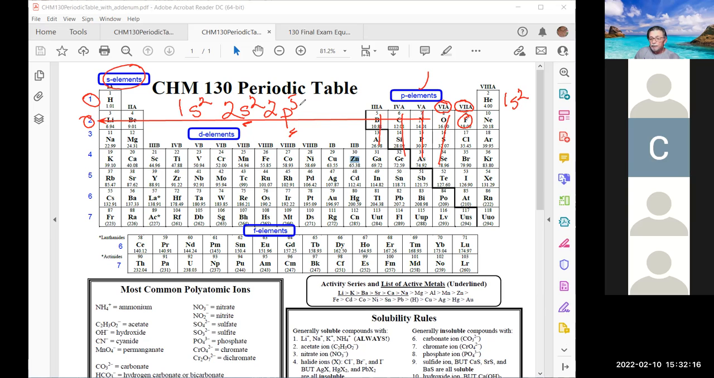So fluorine, because it has room for it in the P orbit to make it 6. And when it gains 1 electron, it becomes fluoride. And it has the magical 8, it's full. But more on that in a bit. We'll talk about that, because the driving force here is that magical 8.